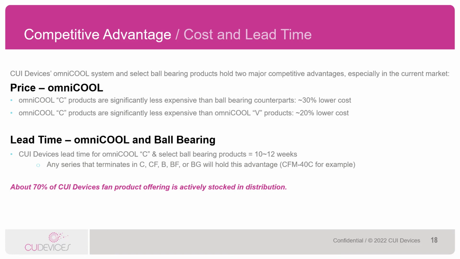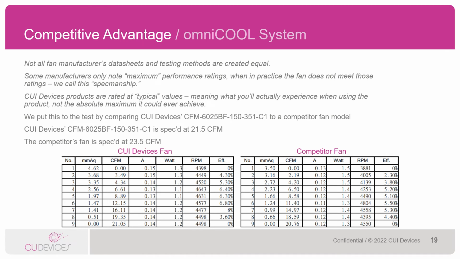And lastly, as with most CUI Devices products, we hold a strong position in our distribution channel, with around 70% of active SKUs stocked. When speaking of product advantages, it is always good to remember that not all fan manufacturers' datasheets and test methods are created equal. Some manufacturers only note maximum performance ratings, when in practice the fan may not actually meet those ratings. CUI Devices products are rated at typical values, meaning what you'll actually experience when using the product.